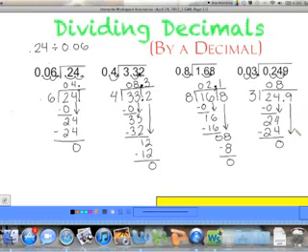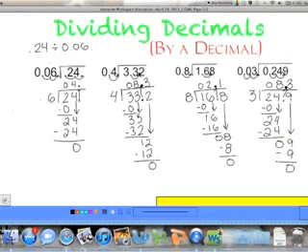Bring down the 9. 3 can fit into 9 3 times. 3 times 3 is 9. And 9 minus 9 is 0. Nothing left to bring down, so we just have to bring up our decimal point. And our final answer is 8.3.